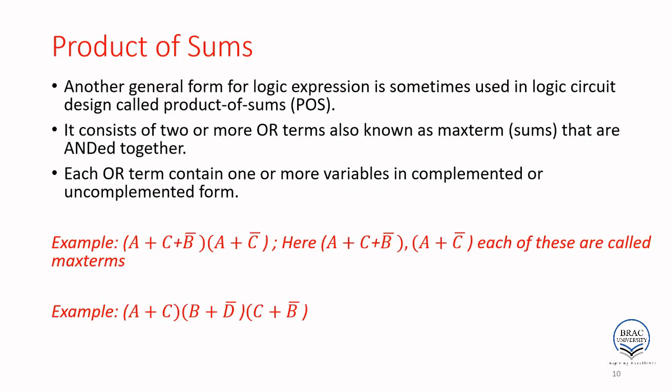What is product of sum? It is two or more OR terms. This is an OR term, so 1, 2, 3. Two or more OR terms is called a maxterm. So this term, A plus C plus B prime, is called a maxterm. A plus C prime is called another maxterm. So two or more OR terms are ANDed together, because this one and this one are ANDed together. Each OR term contains one or more variables in complemented or uncomplemented form.